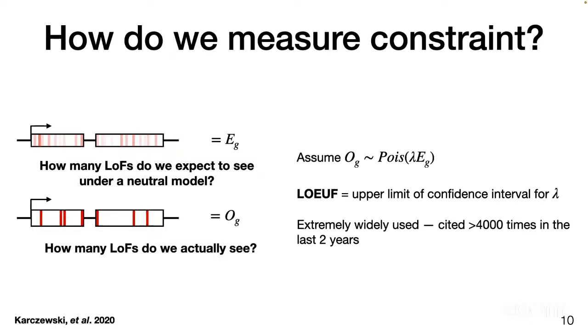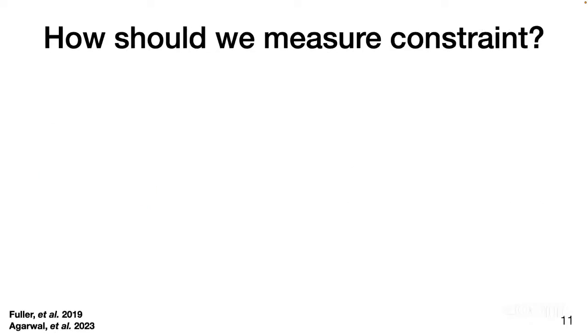They formalize this in a somewhat complicated model where they assume that the observed number is Poisson distributed with some scaling factor times the expected number. Then they calculate a 95% confidence interval for lambda, and take the upper limit of this confidence interval, and that's their metric. If that sounds confusing, it is confusing, and it's confusing to us too. But people use this all the time. I wrote this maybe a year or two ago, and at that time it had been cited 4,000 times. So this is a confusing metric of constraint.